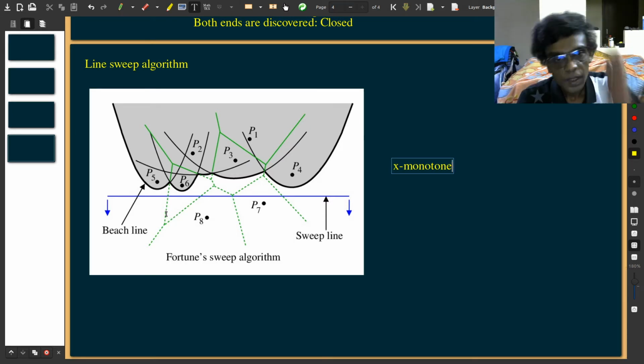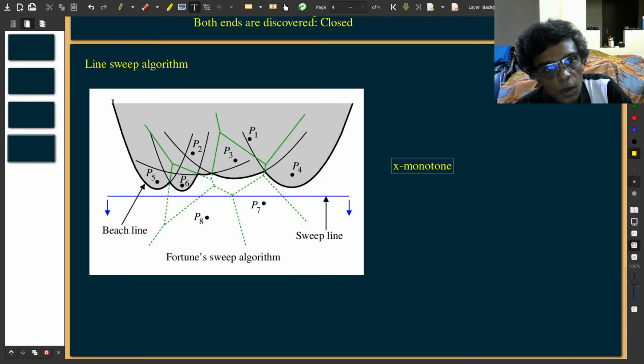So I hope you now understand how these parabolic arcs are constructed. I consider all parabolas, consider the inside of those parabolas, and take the union of this, which creates my ocean. And the border of this, which is a sequence of parabolic arcs coming from different sites, this sequence is called the beach line, which is x monotone.